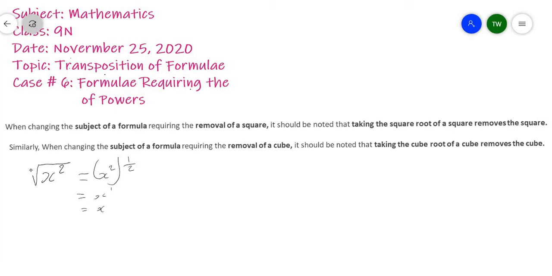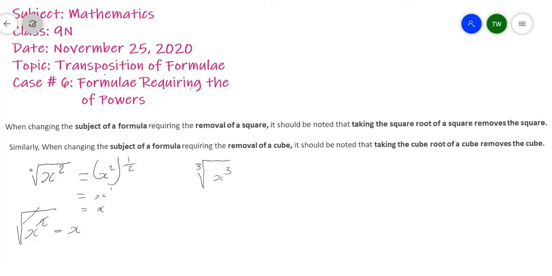In other words, if you have x squared and you take the square root of x squared, what the square root sign does is cancel out the square. That leaves you back with just x. And the same is true if you have the cube root of x raised to the 3rd power.